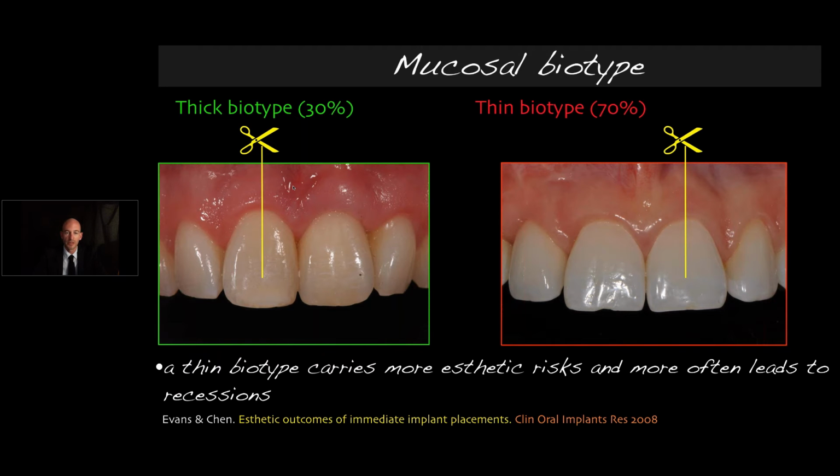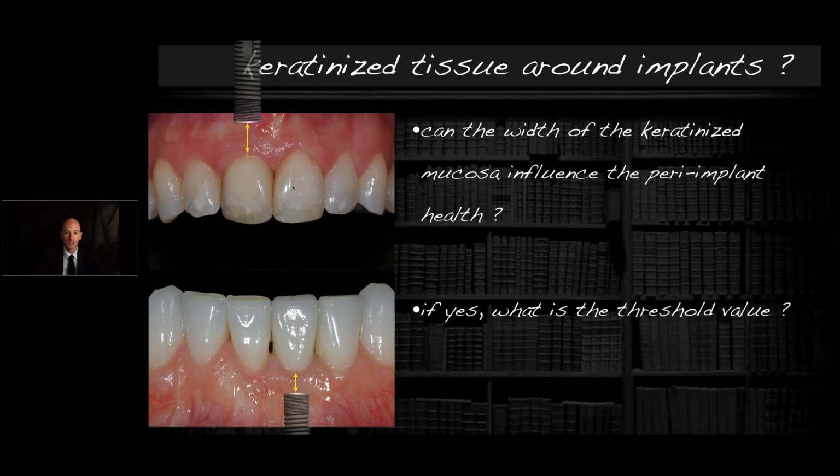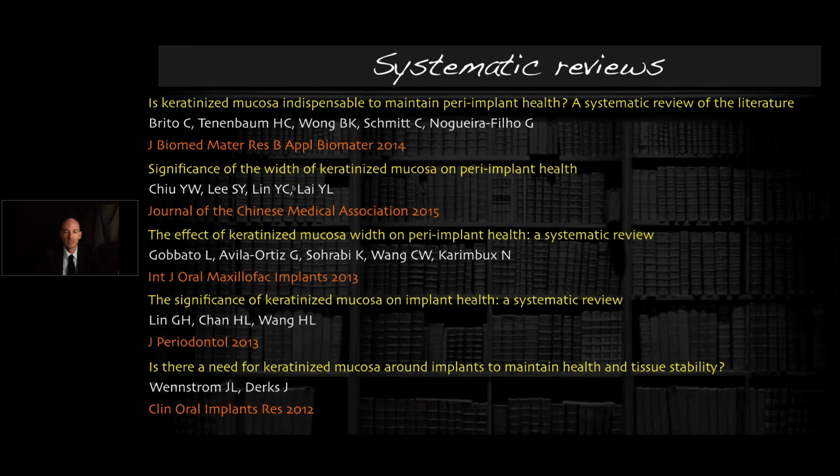So what about the width of keratinized tissue around dental implants? Again, we do have two questions. First, can the width of keratinized mucosa influence the peri-implant health? And if yes, is there a threshold value that has been defined in the literature? Well, we could now go through a bunch of publications, and here are just some of the most recent systematic reviews on these topics. So I'm going to summarize that.